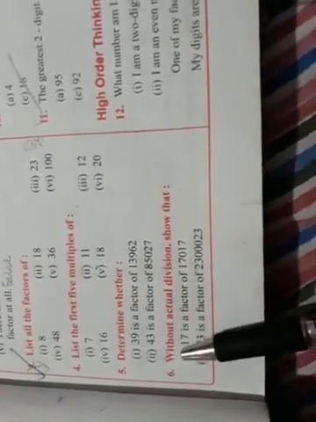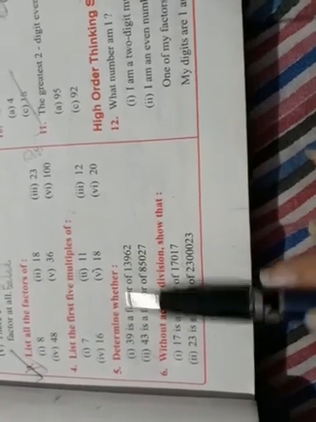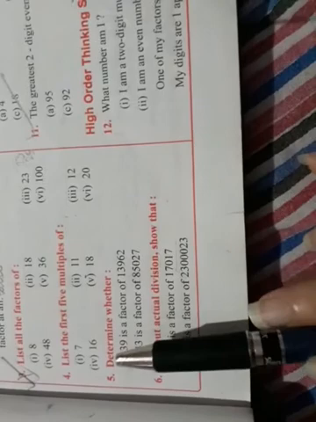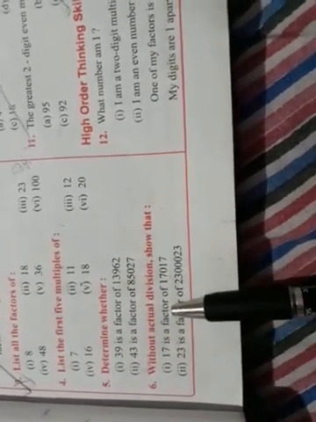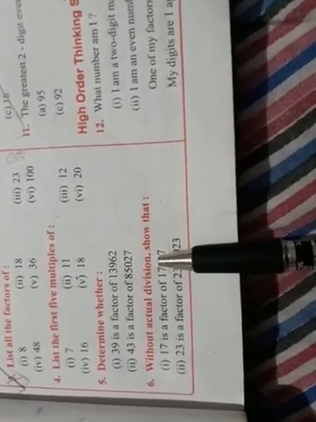Now the next question is: without actual division, show that 17 is a factor of 17,017. Now you cannot use the division method here. In the previous question we used the division method. We divided 13,962 by 39, and then we found out that 39 is a factor of this number. Here we cannot use the division method. Without the division method, we have to show that this 17 is a factor of this number. Let us see how we can do that.